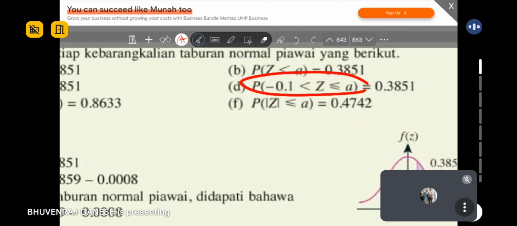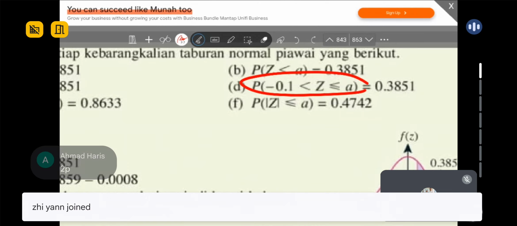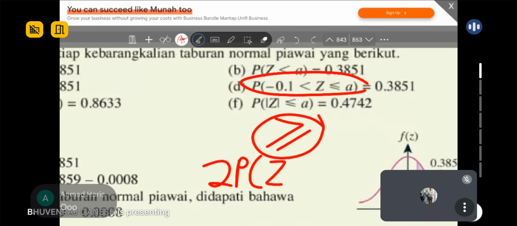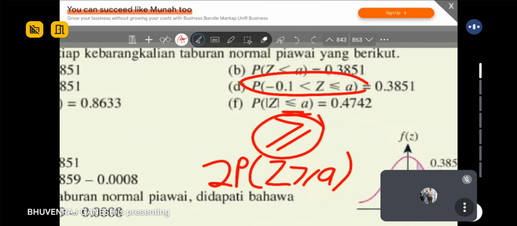So guys, in modulus, you can separate the modulus. So usually, yes, bukan dua kali Ahmad. Dua kali untuk plus minus. Dua kali hanya kalau simbol ketaksamaan macam ni. Ingat yang tu, guys. If your inequality sign is like this, then only you write 2 times probability Z greater than or equal to A. Tapi kat sini, simbol dia ke sini.